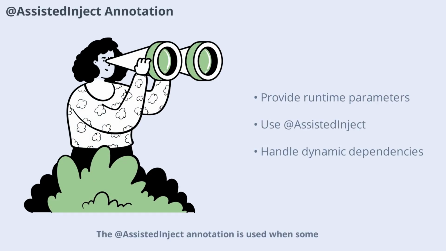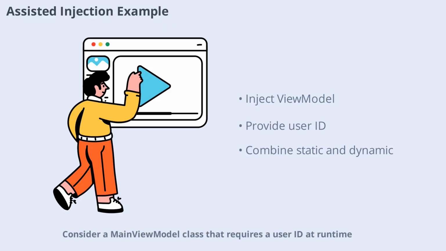@AssistedInject annotation is used when some parameters need to be provided at runtime. This is useful for cases where certain dependencies are determined dynamically, such as a user ID or query string. By annotating the constructor with @AssistedInject and marking runtime parameters with @Assisted, you enable Hilt to handle both static and dynamic dependencies. Consider a MainViewModel class that requires a user ID at runtime. By using @AssistedInject for the constructor and @Assisted for the parameter, you allow Hilt to inject other dependencies while you provide the user ID manually. This technique is ideal for scenarios where some dependencies are not known until the object is created.